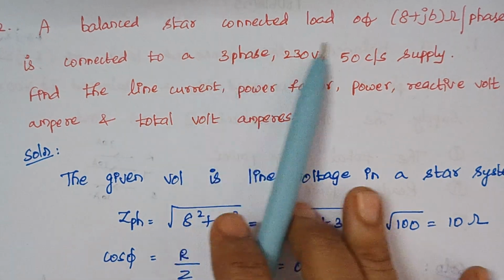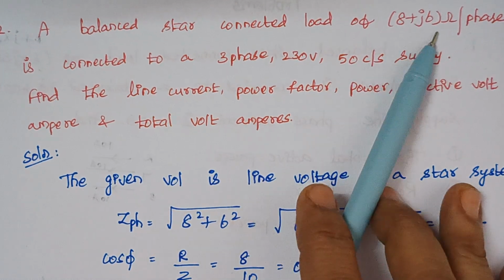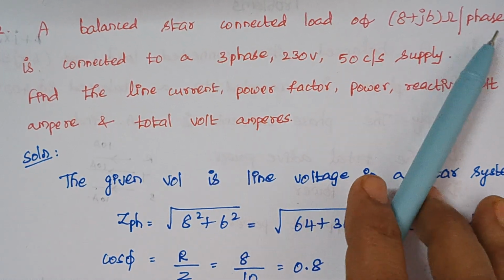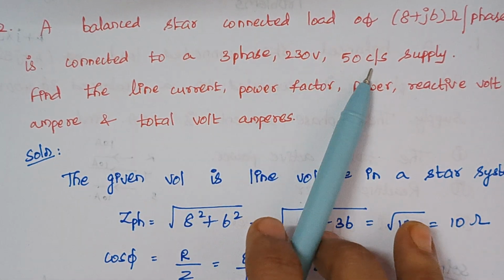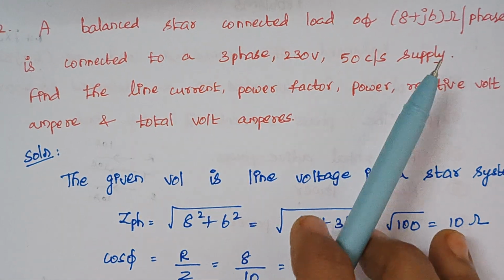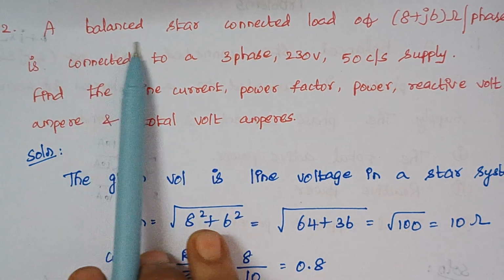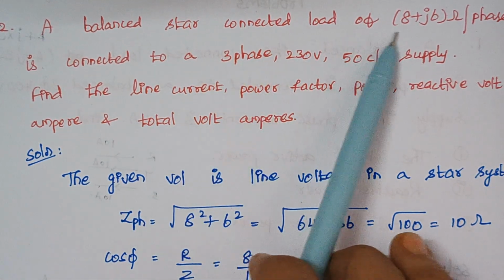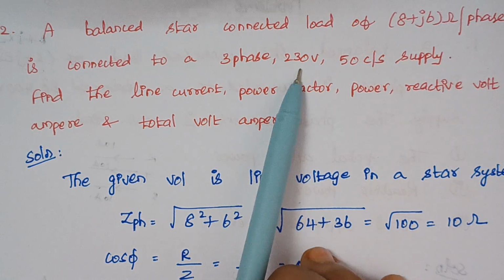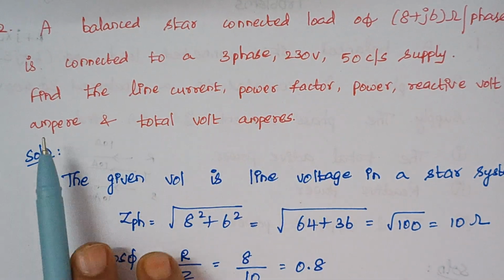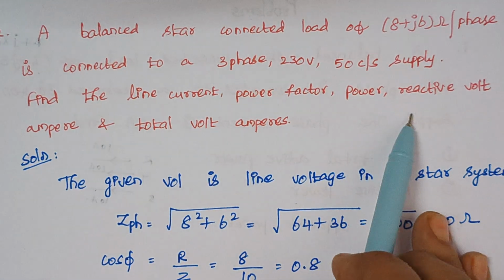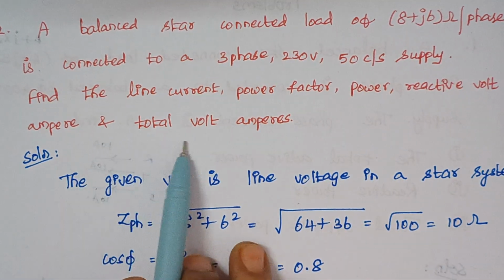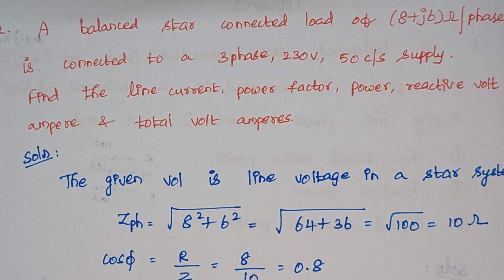A balanced star connected load of 8 + j6 ohm per phase is connected to a 3 phase 230 volt, 50 cycles per second supply. Here also it is a balanced star connected load. Impedance per phase is given. Supply voltage is given. Find the line current, power factor, power, reactive volt ampere and total volt ampere.